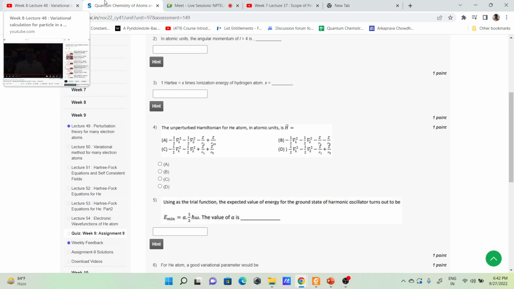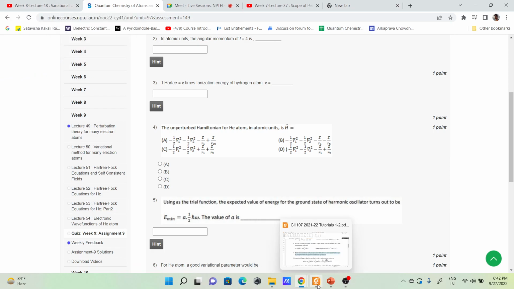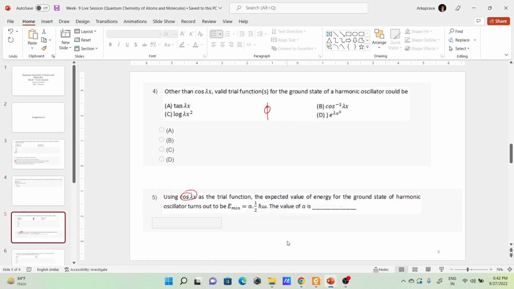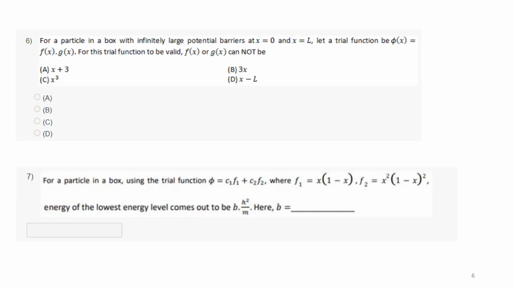Okay. And then we have the next thing. So now question number six. For a particle in a box with infinitely large potential barriers at x equal to 0 and x equal to a, let a trial wave function be phi of x equal to f of x and g of x.